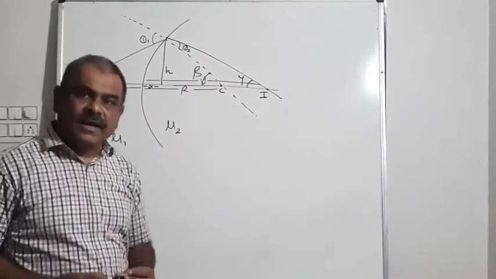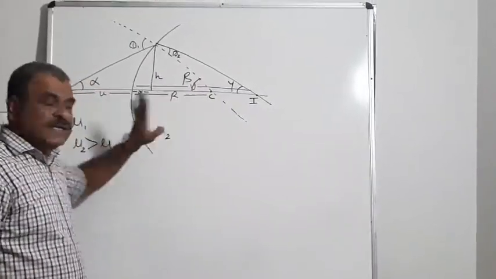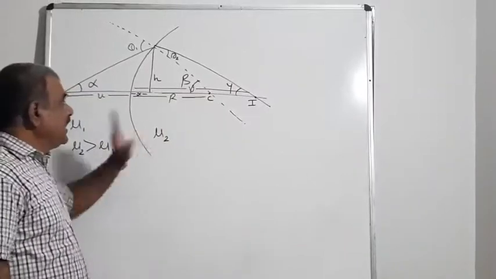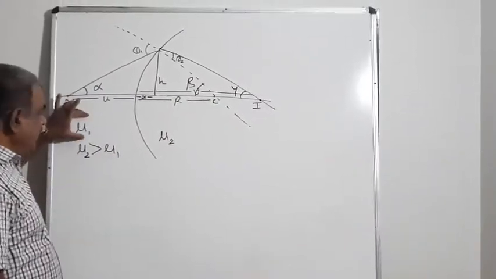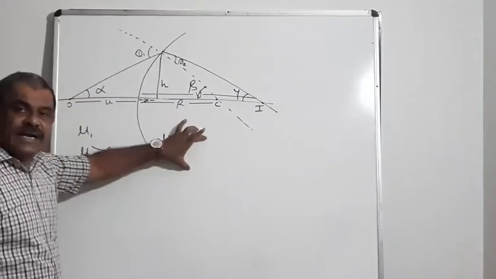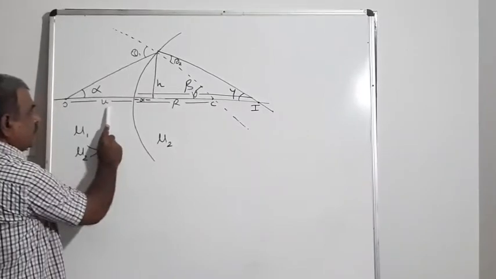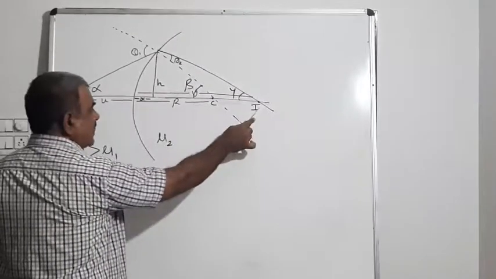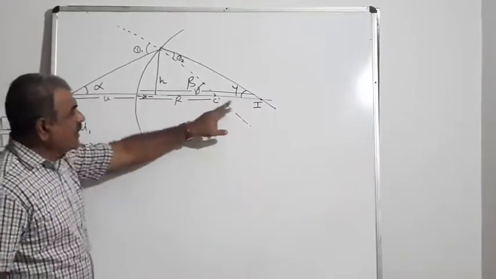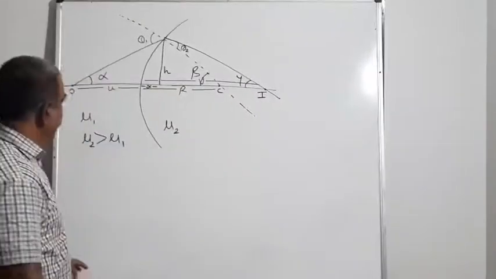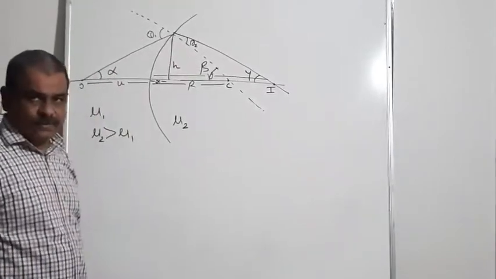What do we have in the ray diagram? A curved surface having radius of curvature R is dividing two different media. On one side the medium has refractive index mu1, on the second side it is mu2. A point-like object O kept at distance u creates an image at distance v, where I is the image position. The angle of incidence is theta 1, and the angle of refraction is theta 2.